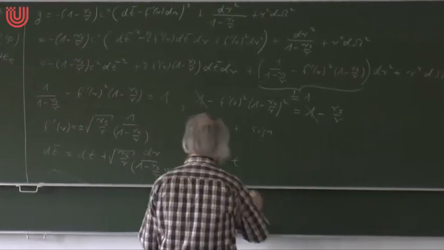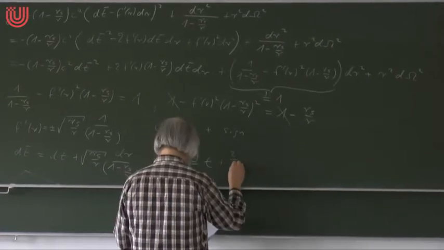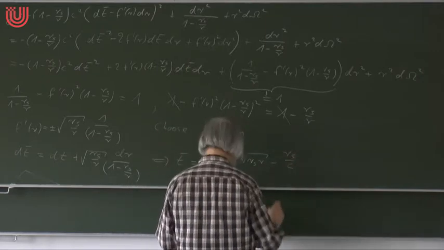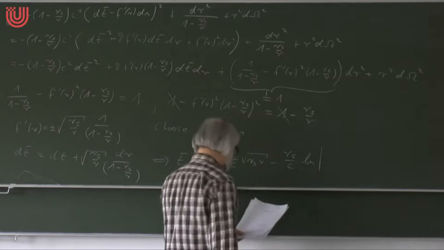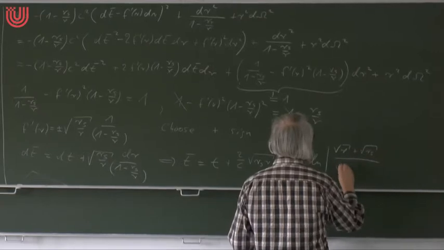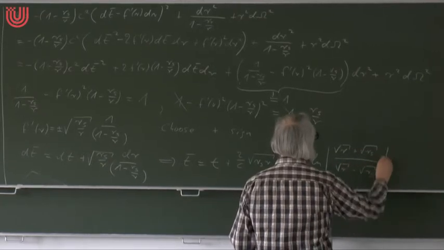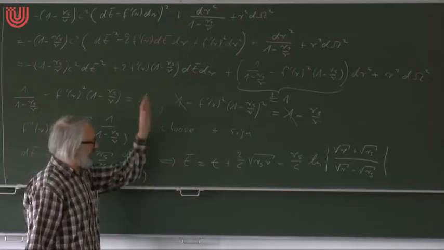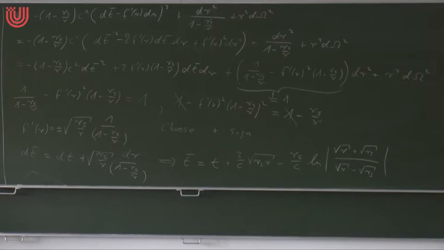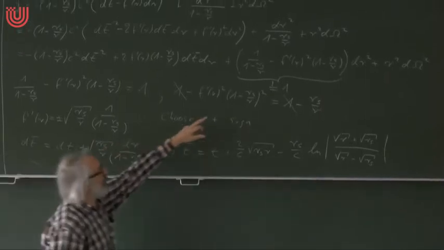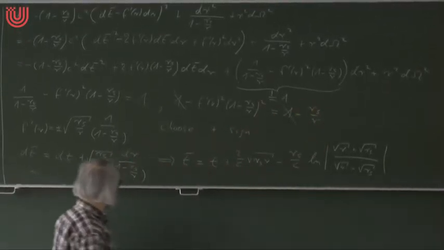So where am I here? So this is t plus 2 over c root Rs r minus Rs over c, and then comes the log of root r plus root Rs divided by root r minus root Rs. That's it. Up to an integration constant, which is irrelevant. You want to find just one transformation, right? You can shift your coordinates, of course, with a constant as you like. So that's the result. So we have found the transformation which makes this expression here equal to 1, and then we have a flat spatial part.